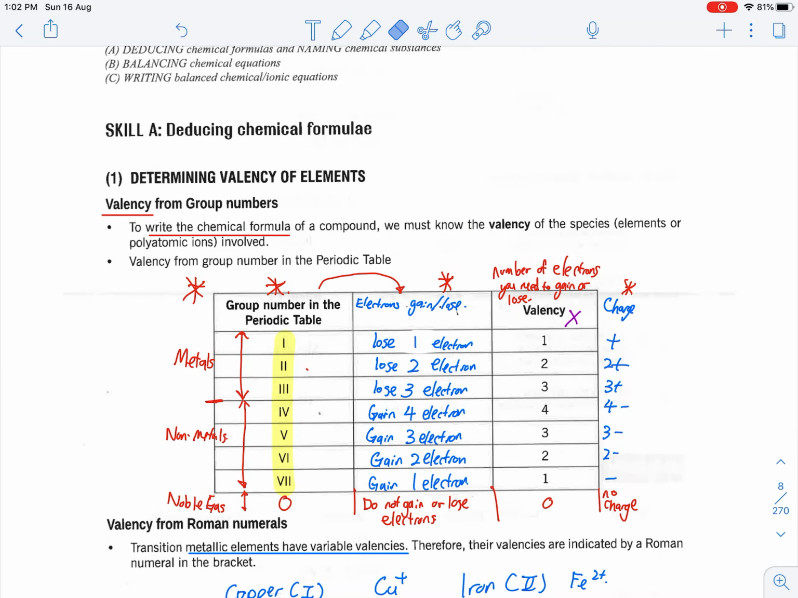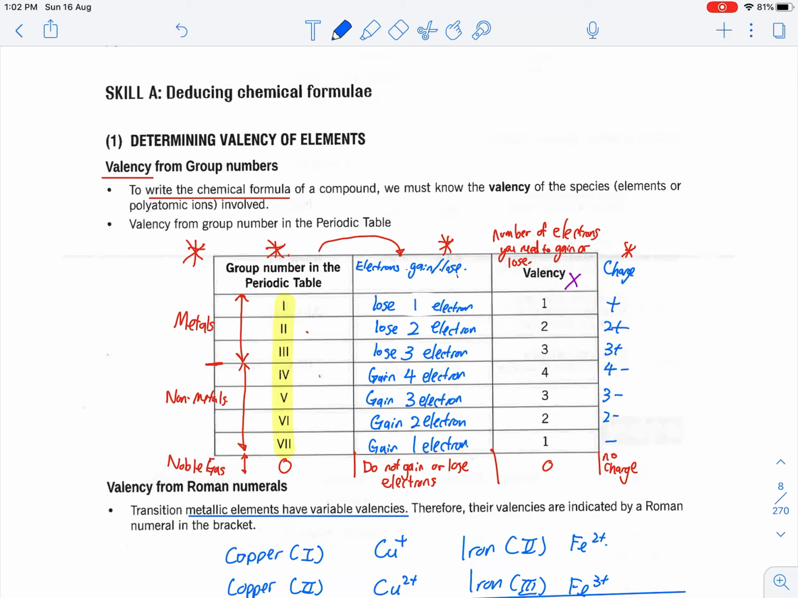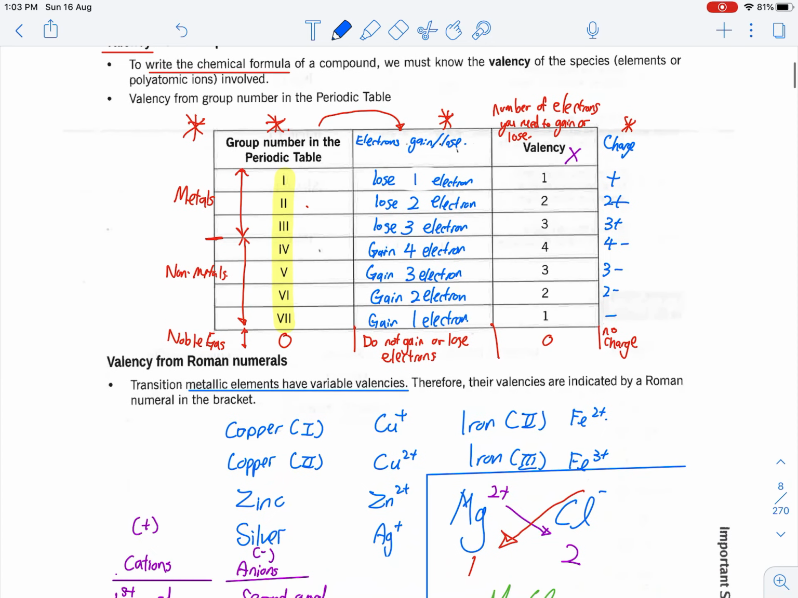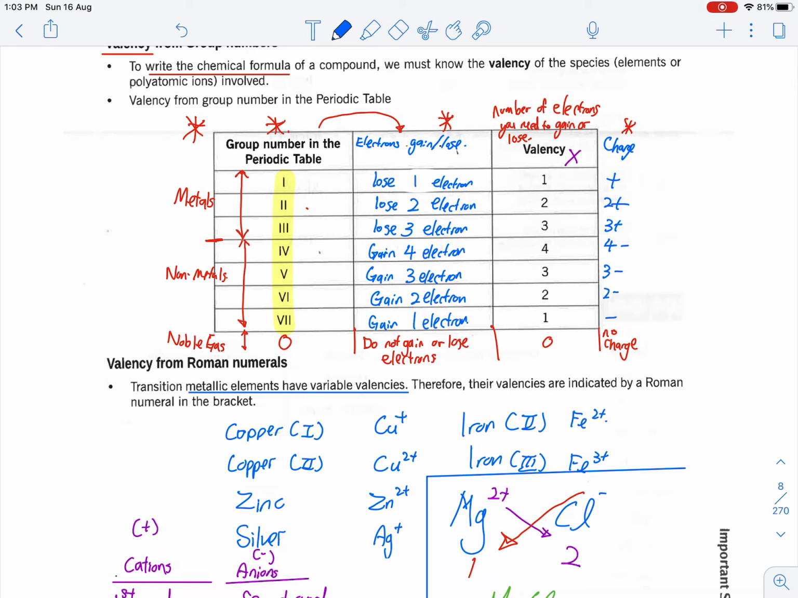Okay, so this is the portion on the chemical formula. For chemical formula, we must first identify the charges of the elements. Metals are from group 1, group 2 and group 3. However, non-metals are generally from groups 4, 5, 6 and 7. Group 0 are known as noble gases.